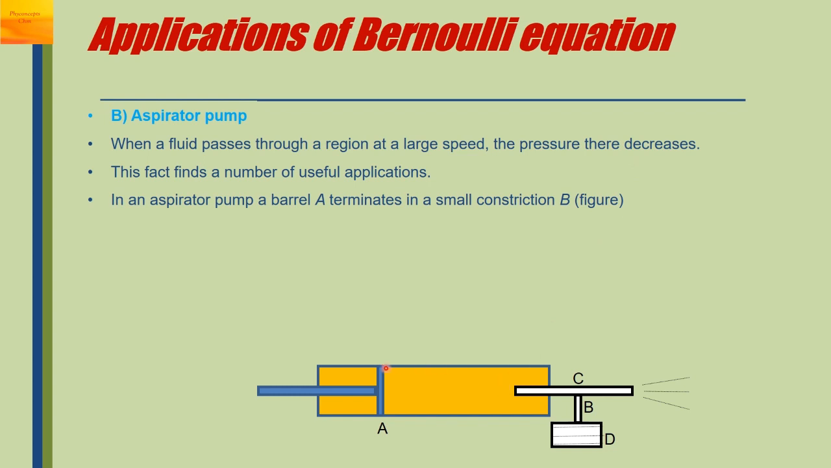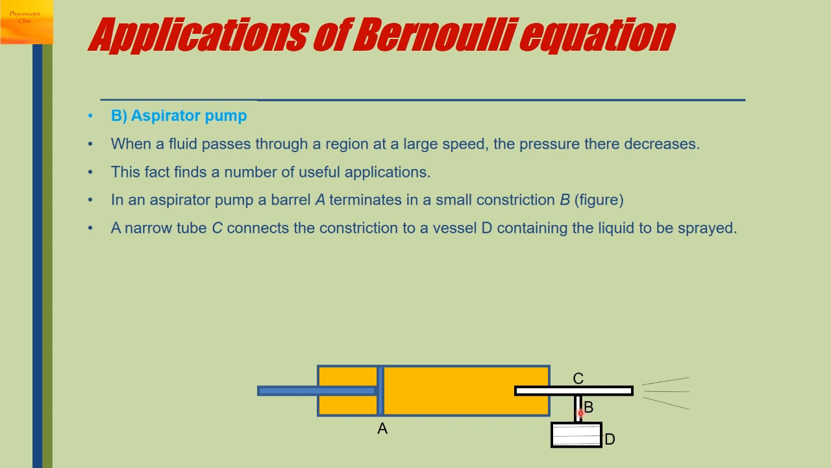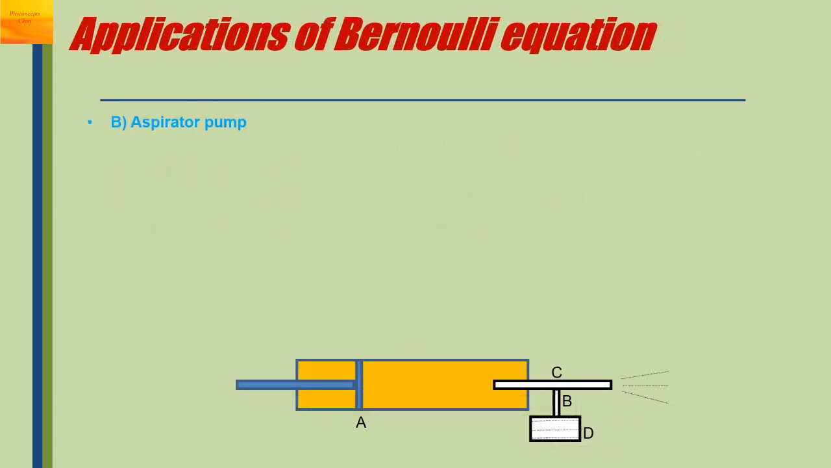In the aspirator pump, you can see this barrel, the yellow part denoted by A, which contains the air. It terminates in a small constriction denoted as B. There is a narrow tube C which connects this constriction B to a vessel. It contains a liquid that is to be sprayed outside. Now there is a piston inside this barrel A.